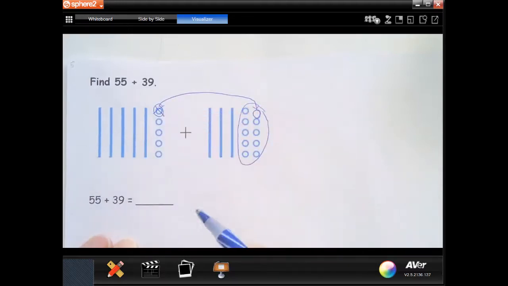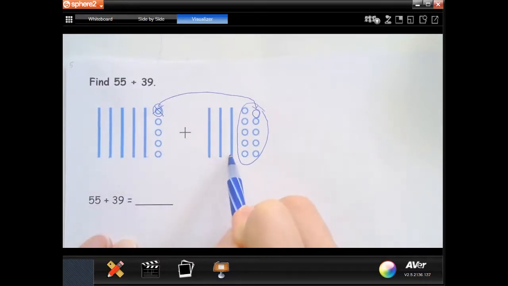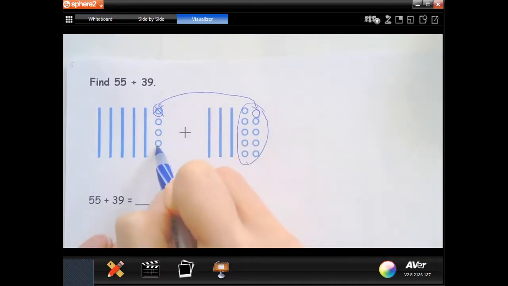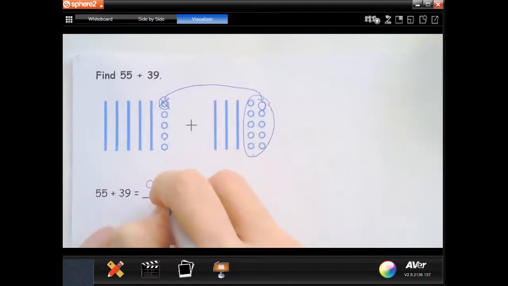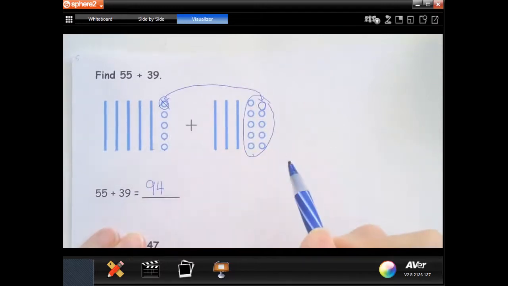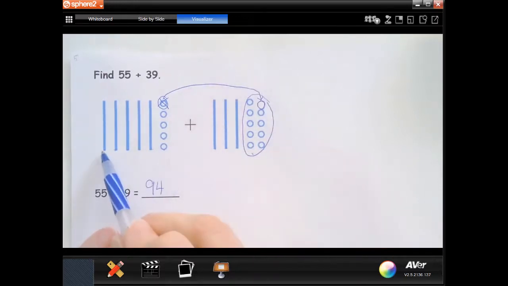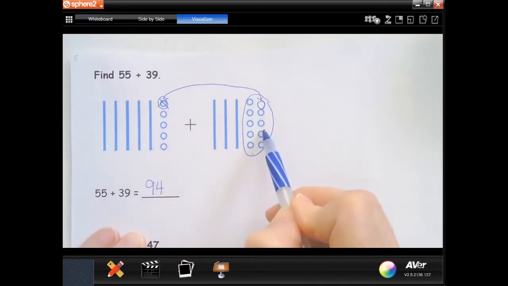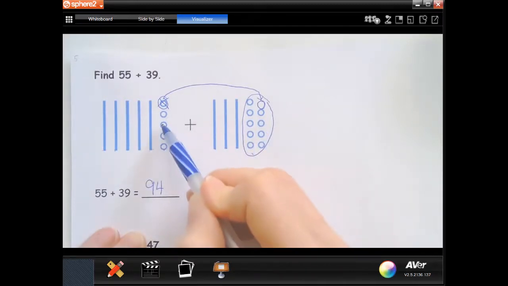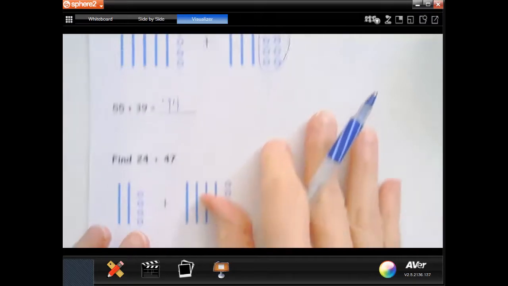So I've used that one. So now let's count. What do we have? 10, 20, 30, 40, 50, 60, 70, 80, 90. Count on. 91, 92, 93, 94. So 55 plus 39 equals 94 because we made a new 10. We had 5 tens and then 4 tens, which is 90, and then we had 4 ones left.